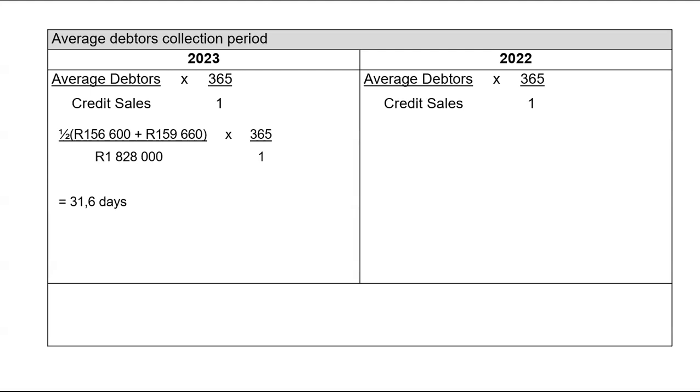Know that if they said credit sales were 50% of total sales, I was going to take that 1,828,000 and times it by 50%. And that's what I was going to divide that by. Okay, so my denominator was going to be half of that. But here they said all sales are on credit.